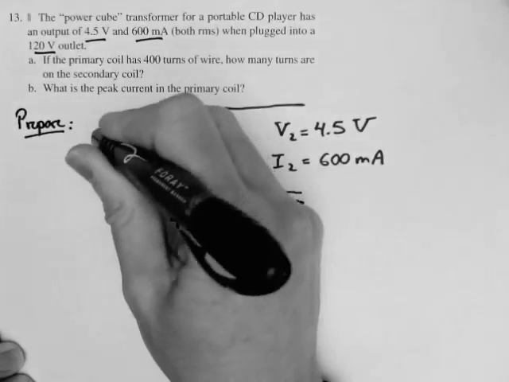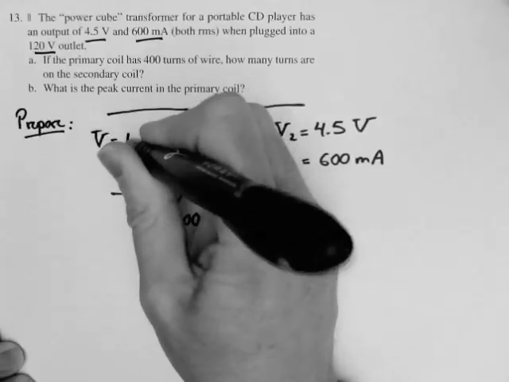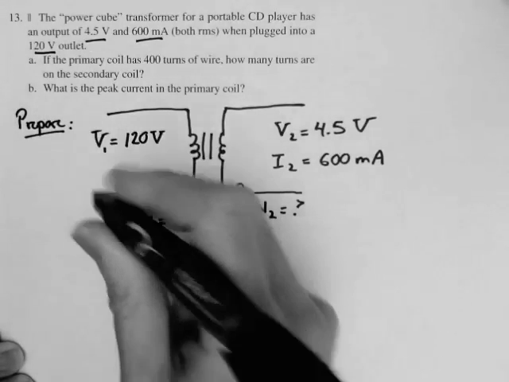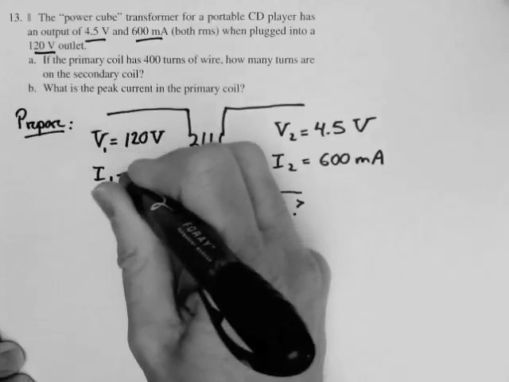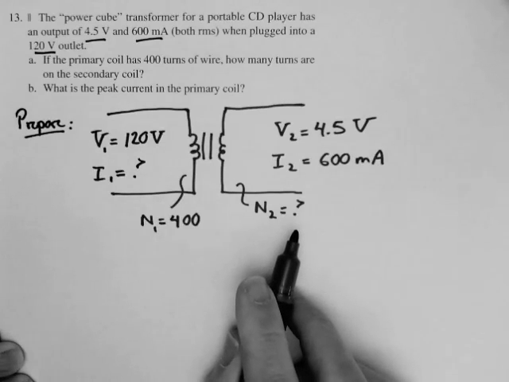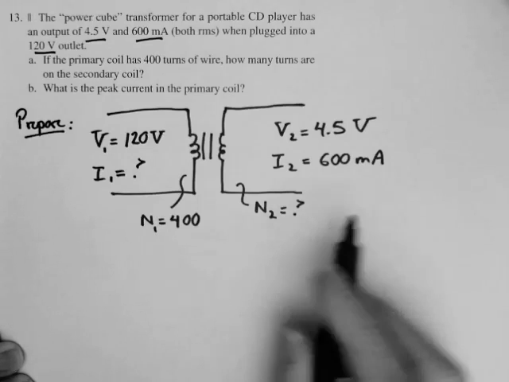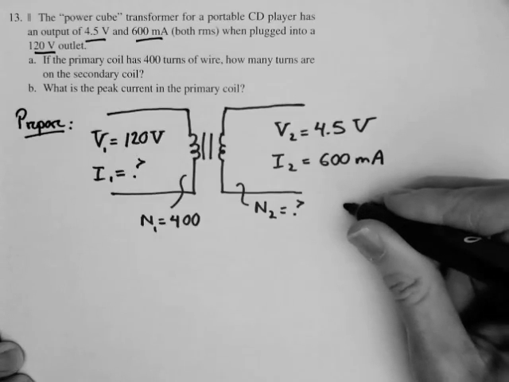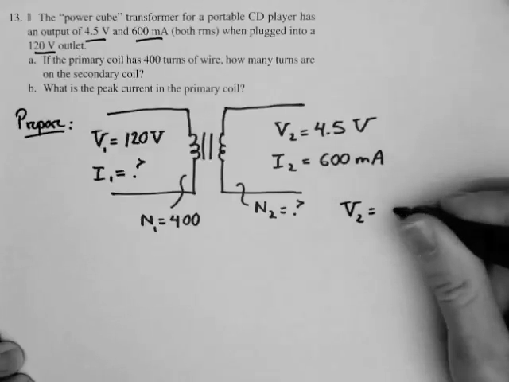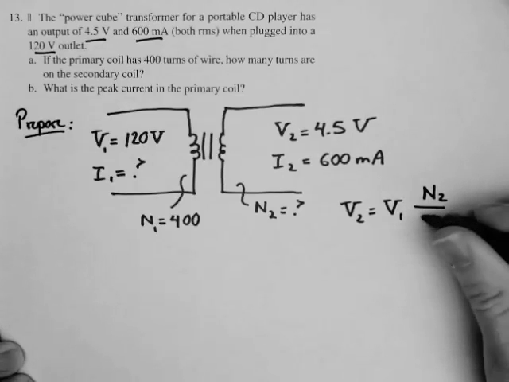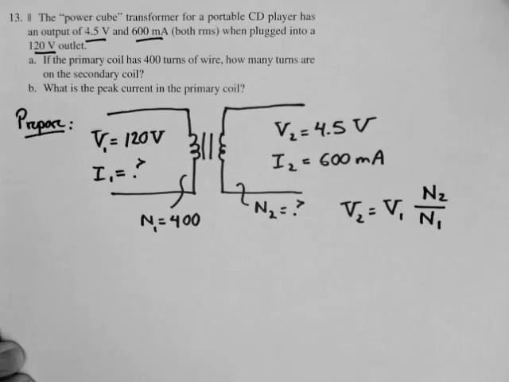We also know this about the primary. The voltage, RMS, is 120 volts. It's typical household voltage. We don't know the current in the primary. So this is our basic setup for our transformer. And then we've got some relationships that connect the voltage and the current in the primary and the secondary. Let's start with this one. The voltage in the secondary is equal to the voltage in the primary times the number of turns in the secondary divided by the number of turns in the primary. That's our basic transformer relationship.